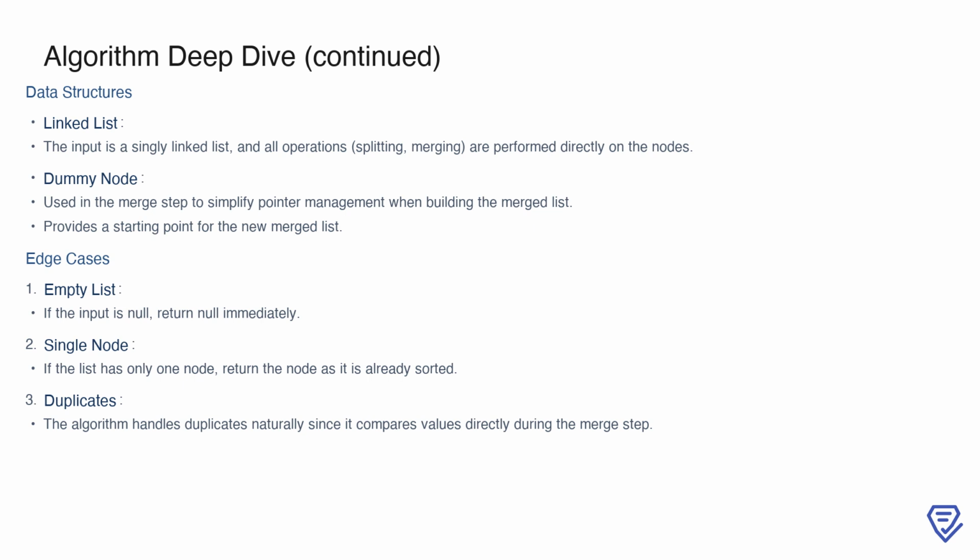Similarly, if the list contains only a single node, we return that node as it is already sorted. For lists with duplicate values, the algorithm naturally handles them because it compares values directly during the merge step, ensuring that duplicates are preserved in the correct order.